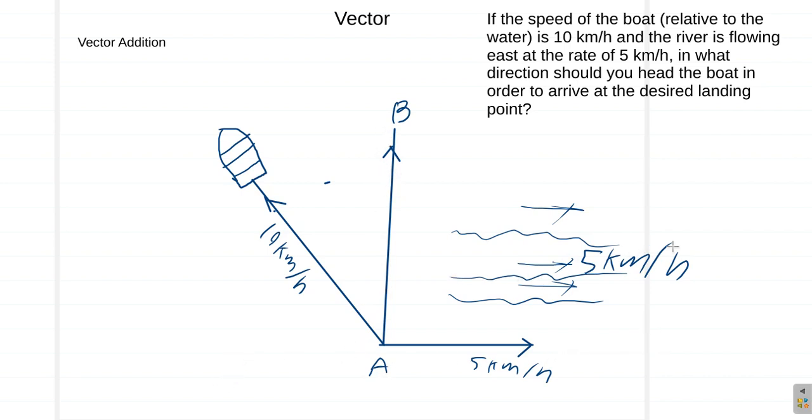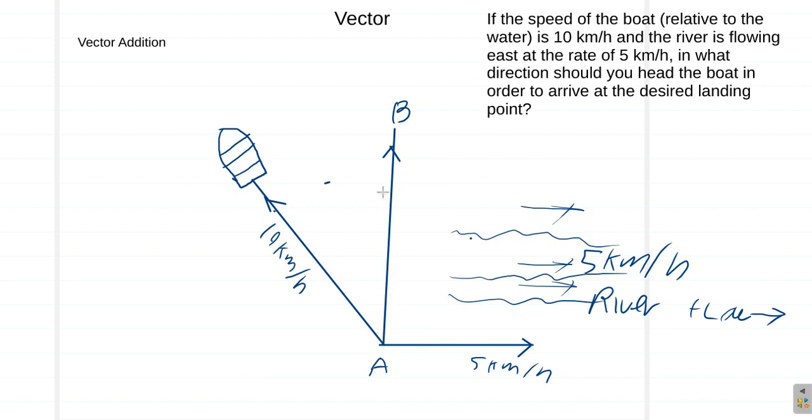This is the river, right? The river will flow this way at 5 kilometers per hour. Now your boat engine makes it go 10 kilometers per hour. You see, if the river did not flow, I could just point it straight across and go to B. But the river flows 5 kilometers per hour.